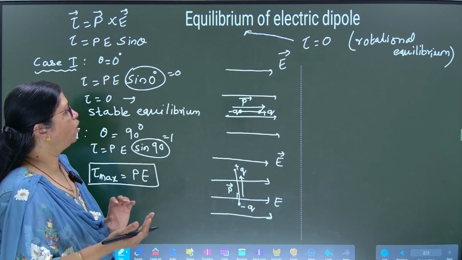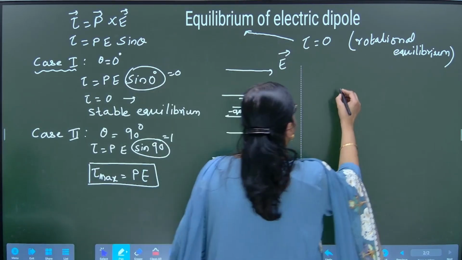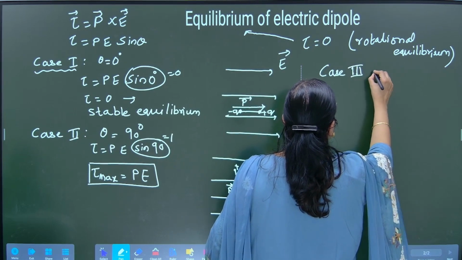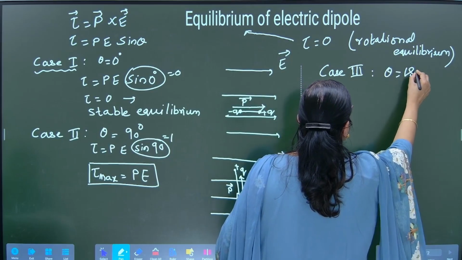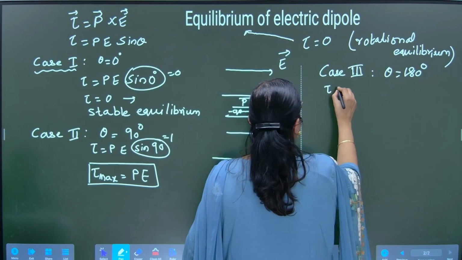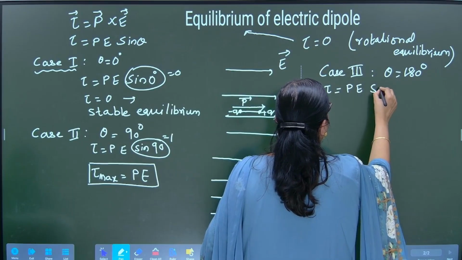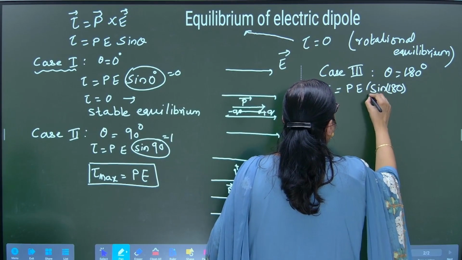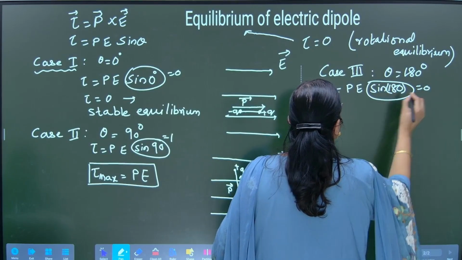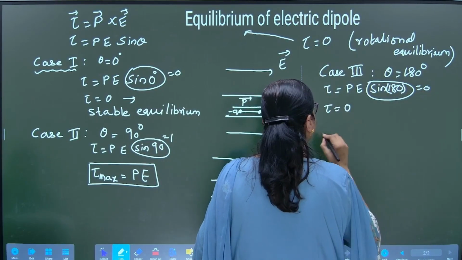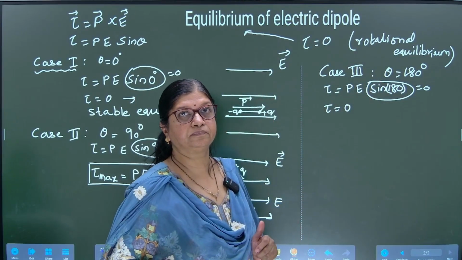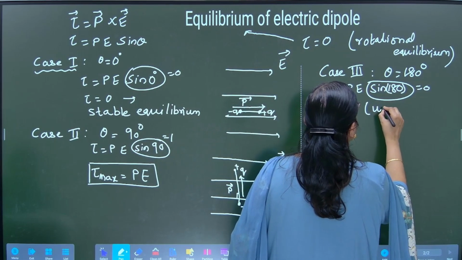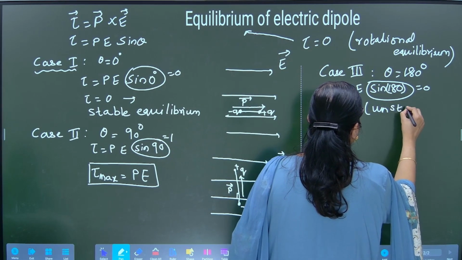Now I go to another case, that is case 3, where I say theta is equal to 180 degrees. Let me substitute tau is equal to PE sine 180. What is the value of sine 180? Value of sine 180 is again 0. So tau is equal to 0. So again I got rotational equilibrium. Correct? So the dipole is in equilibrium, but which equilibrium? Unstable equilibrium.